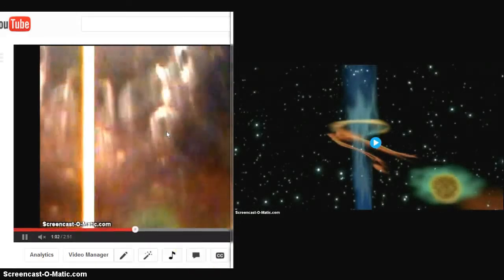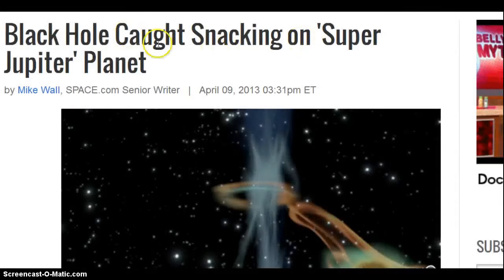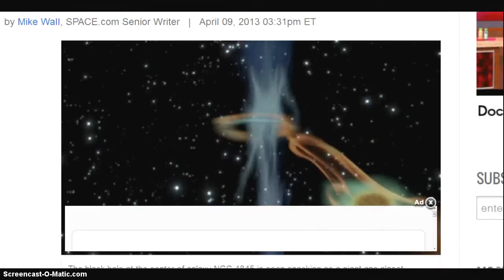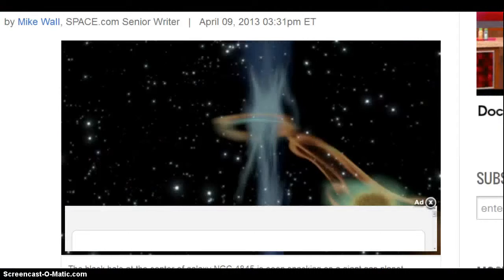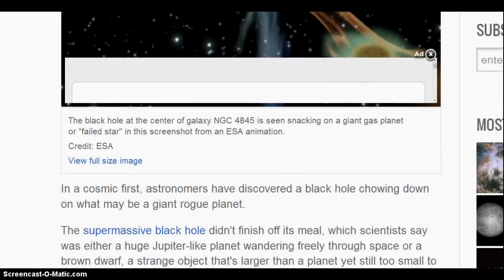The website where I got it, let me see if I can find it here, is called The Black Hole Caught Snacking on a Jupiter Planet, of all things. But if anything similar to that is on our Mauna Kea, if a black hole is eating this, we need to know about it, I think. So I just thought I'd put this out there, and I'll put the link to this story. You probably might have already seen it.